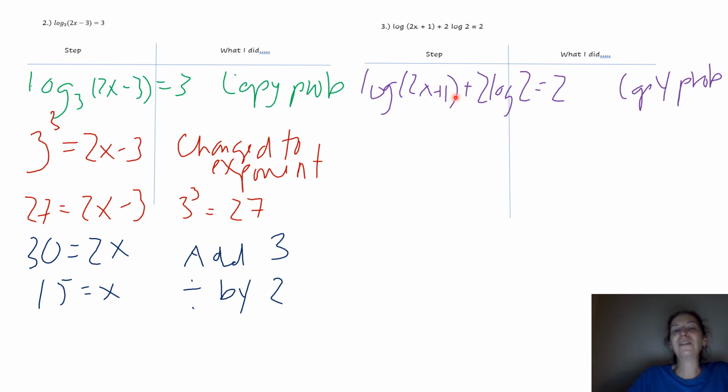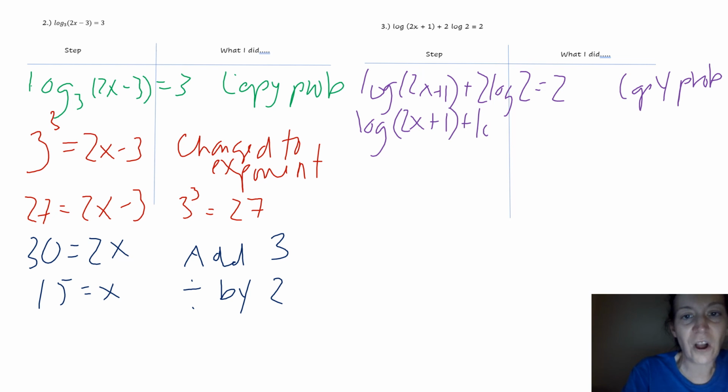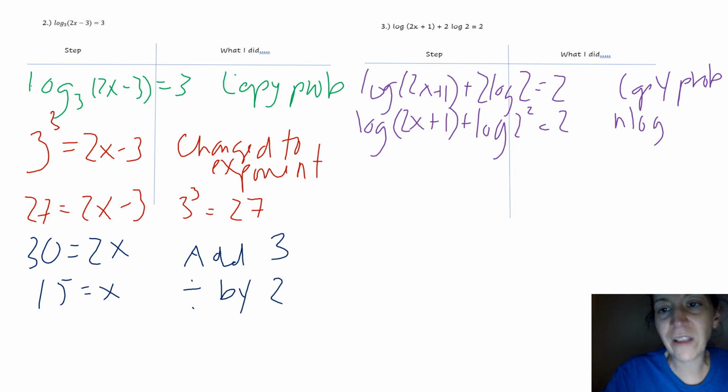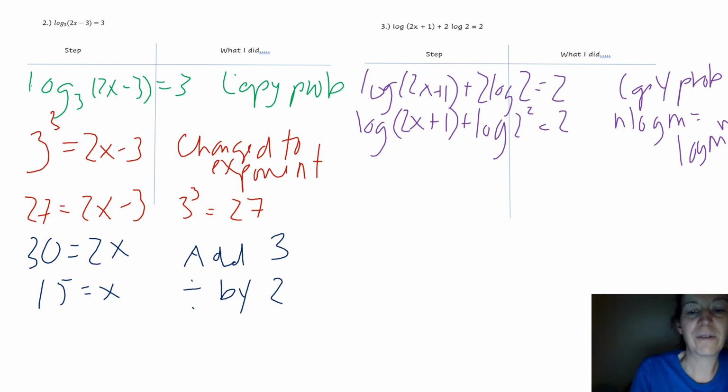So I actually need to use the property of logs that moves the coefficient into the exponent. So I need to do that first. So I have to do this. Log of 2x plus 1 plus log of 2 squared equals 2. And for my reasoning, I'm just going to write n log m is equal to log of m to the nth power. That was the property, so I'm going to state the property.